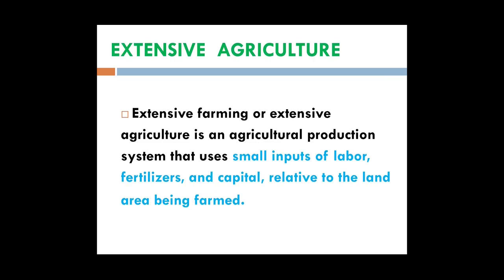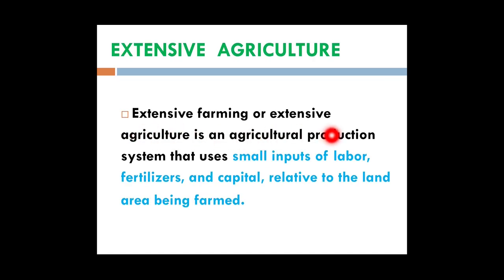In intensive agriculture, the farms were small, but in extensive agriculture, the farms are very, very large, and this type of agriculture is practiced where population is less. So it is highly mechanized. Farms are large and it is a highly mechanized type of agriculture. Let us read about it.